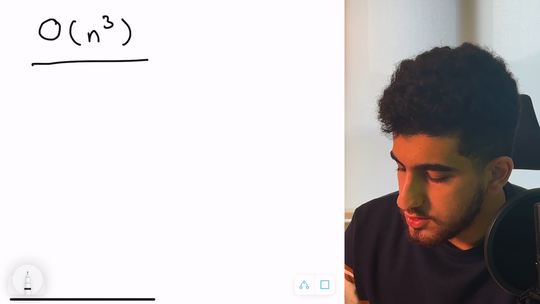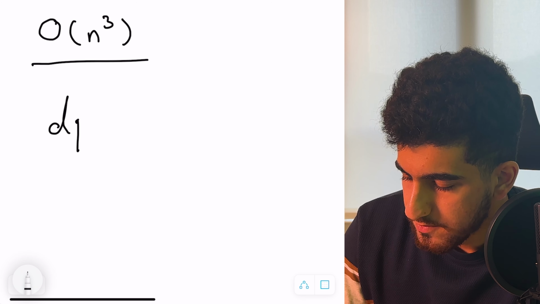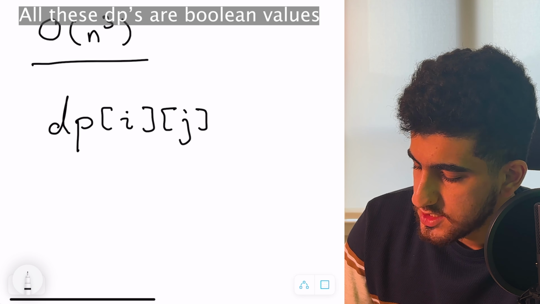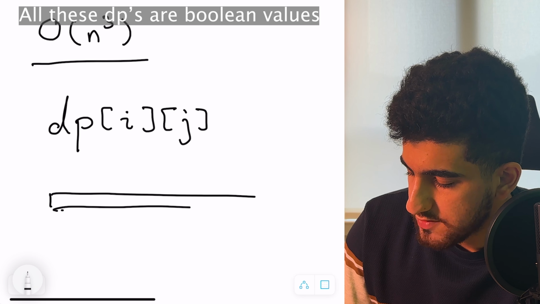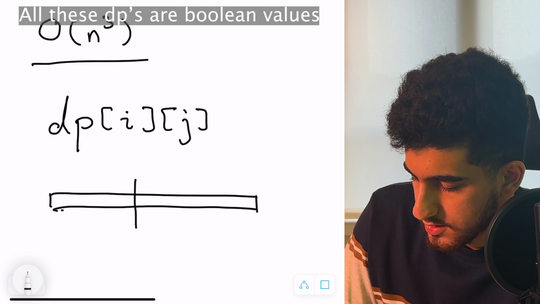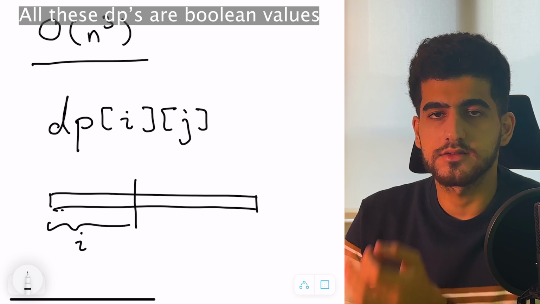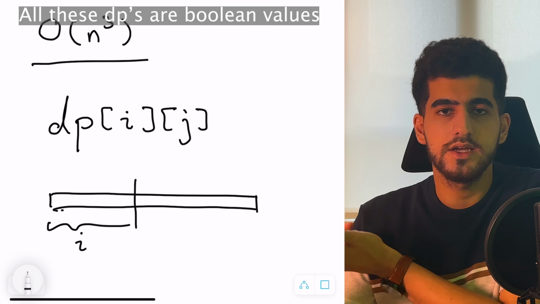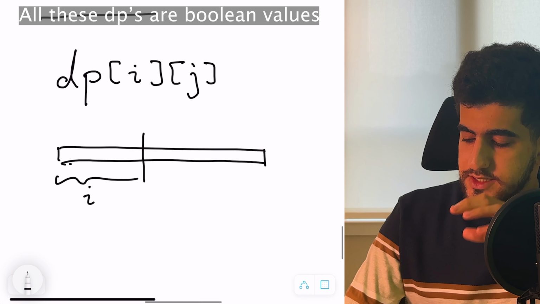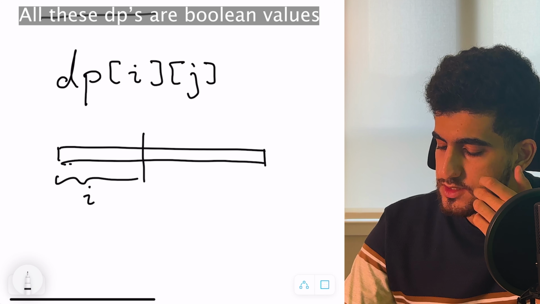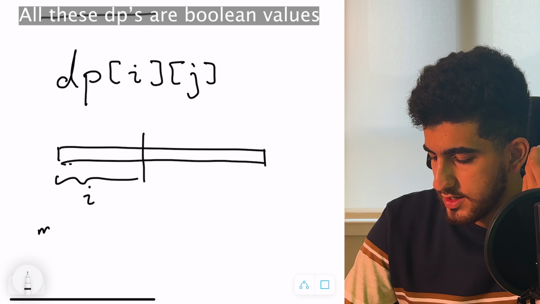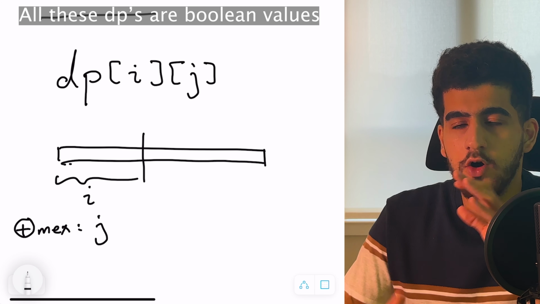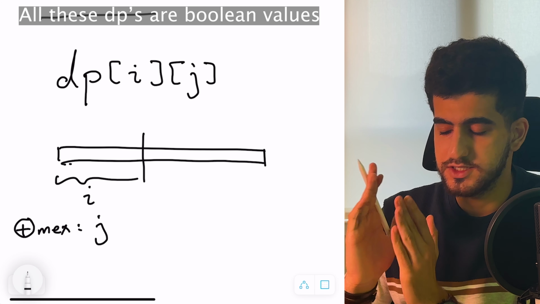Well, for O of n cubed, I can have some dp of i and j such that it just means that I considered only the first i elements, and I had several intervals, and because the number of intervals is not important, I had several intervals, and the XOR of MEXes of them is gonna be j. So XOR of the MEXes is gonna be j, and I'm only considering the first i elements.